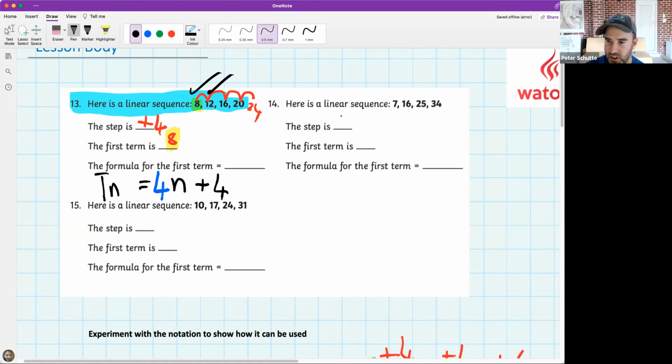Okay, in the chat, someone has said step size is 9. Yeah, step size is 9. What's the first term? Okay, Watu, I see you've raised your hand. Do you want to ask a question? Watu?